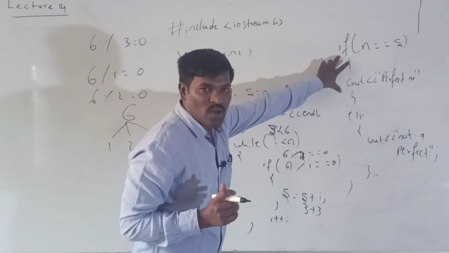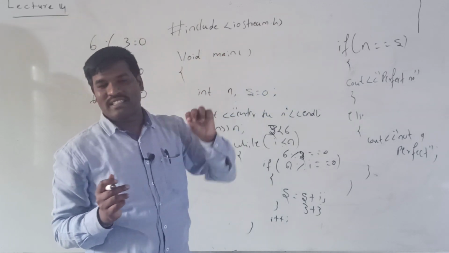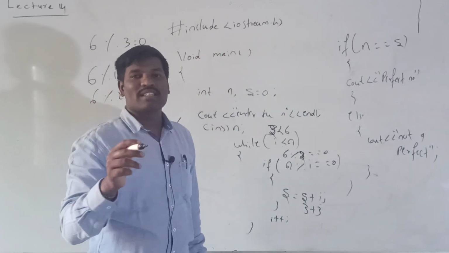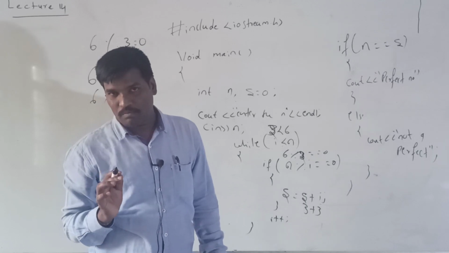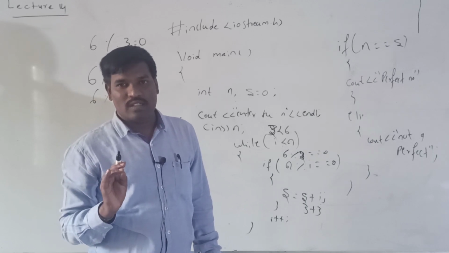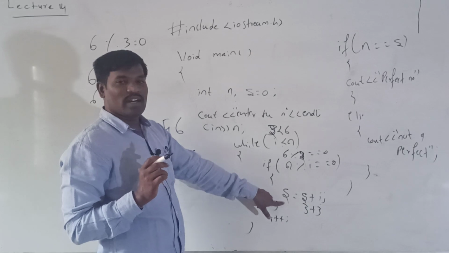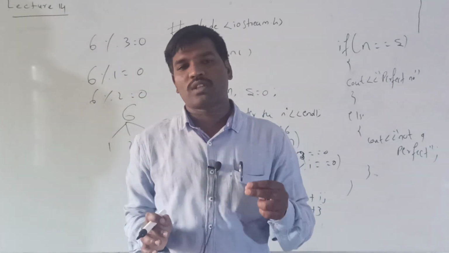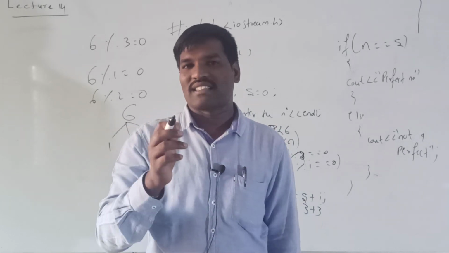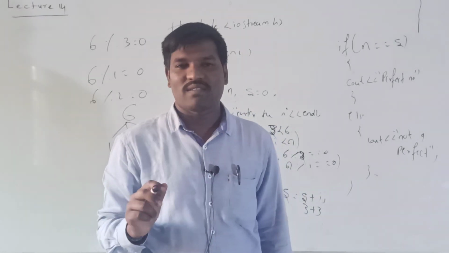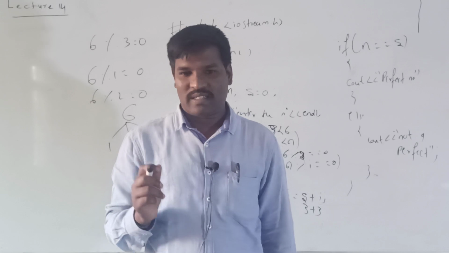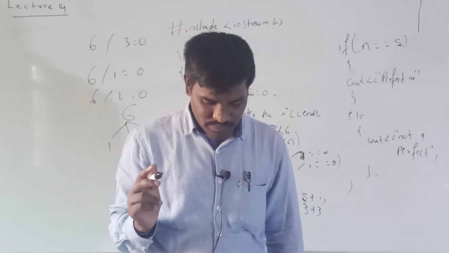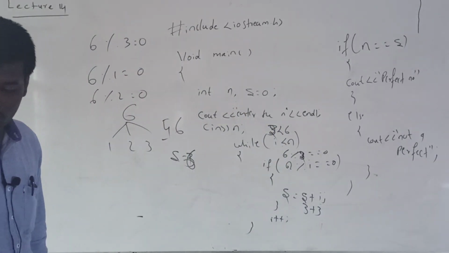So this is for printing the message whether the given number is perfect or not. So this sum value and your entered value, if both the values are same means then the result is a perfect number. Otherwise it is not a perfect number. Okay. Next.